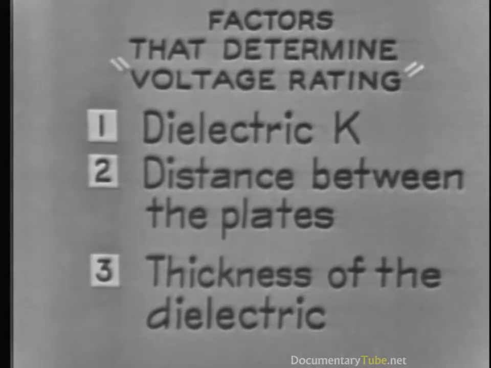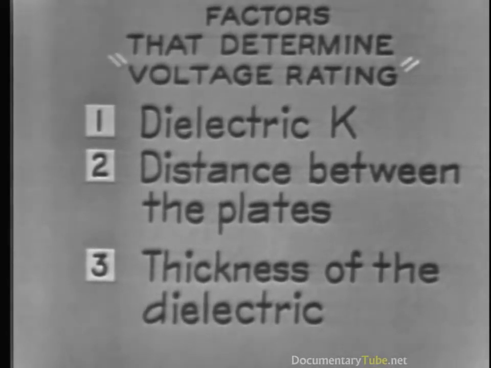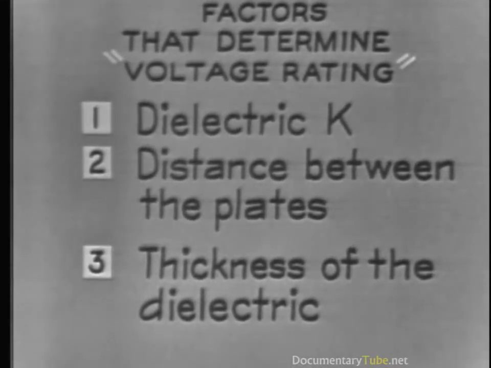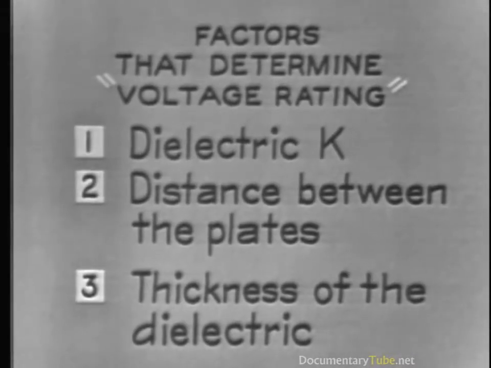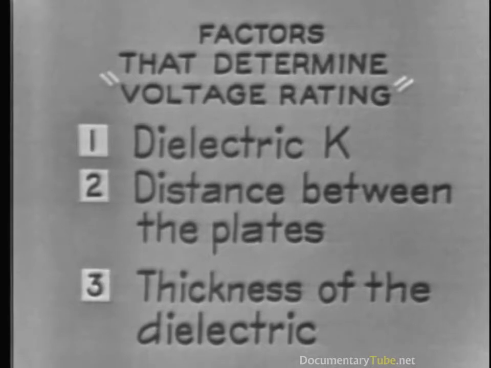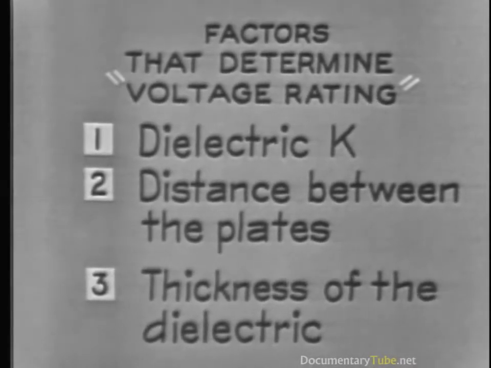Now, the three factors which determine the voltage rating of a capacitor are the dielectric K, the distance between plates, and finally, the thickness of the dielectric. When an electrical charge is built up between two bodies, like the plates of a capacitor, there's a tendency for a current to arc between the two bodies. Whether we get an arc or not depends on how far the current has to jump and the insulating quality of the dielectric. The further apart the plates are, the higher the dielectric K, and the thicker the dielectric is, the higher the voltage rating will be. Remember, these factors: dielectric K, the distance between the plates, and the thickness of the dielectric.